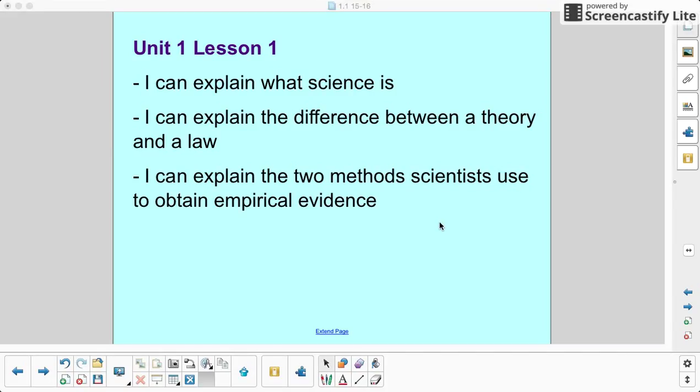These notes are from Module K, Unit 1, Lesson 1. Each lesson begins with a list of the learning targets for that lesson. The learning targets for this lesson are: I can explain what science is. That's what we've been practicing all week. I can explain the difference between a theory and a law. We worked on this learning target when we completed the lab in class using indirect evidence and the film canisters. And the third learning target is I can explain the two methods scientists use to obtain empirical evidence. We'll learn more about that today.